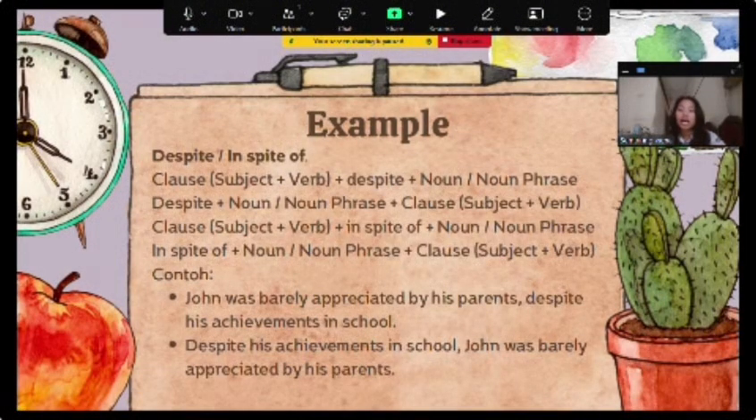Okay, next. The next example is despite or in spite of. Clause or subject plus verb plus despite plus noun or noun phrase. Despite plus noun or noun phrase plus clause or subject plus verb. Clause, subject plus verb plus in spite of plus noun or noun phrase. In spite of plus noun or noun phrase plus clause or subject plus verb.